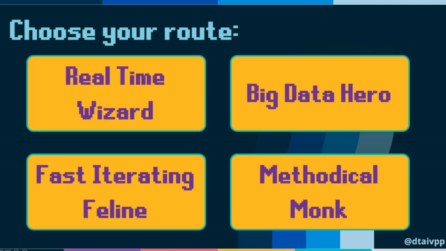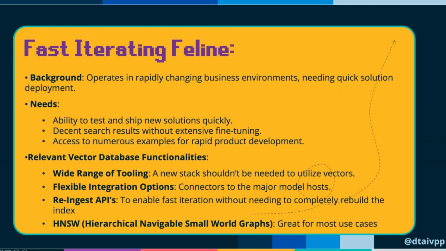So now we're going to talk about our fast iterating feline. And these are our startups. How many of you are in a startup right now? Okay, yeah, a few of you. So your startups, you need to be able to deploy vector search in maybe a sprint or a couple of weeks. And once it's there, you can show your CEO and he's very happy, and then you're done with vector search. Well, no, not really. But anyhow, our startups are looking to be able to move quickly. And it's very important to be able to test changes and make changes on the fly.